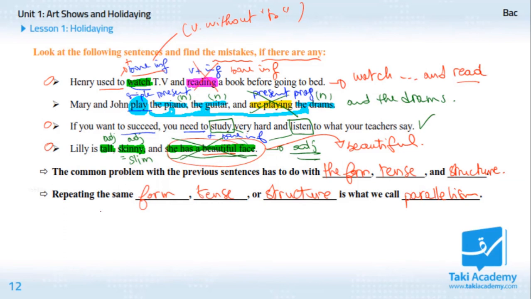In other words, if you put a verb in the bare infinitive here, you need to put a verb in the bare infinitive here. If you have a noun here, you need to have a noun here. If you have an adjective here, you need to have an adjective here. So your sentences should be parallel, okay? You need to construct parallel sentences, okay?